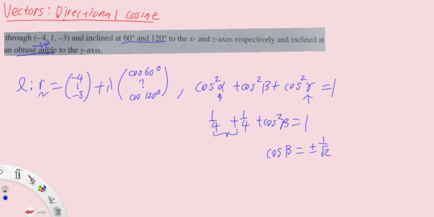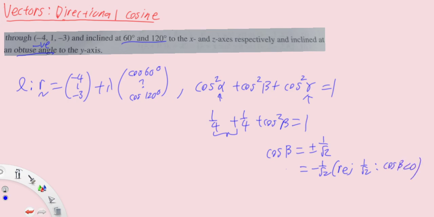This gives you half. Bring over, 1 minus half is half. Rather, cosine square beta equals half, then cosine beta is plus minus 1 over root 2. So because it is an obtuse angle to the y-axis, cosine beta must be negative. So this equals minus 1 over root 2. And as always, give a reason for a rejection. So reject 1 over root 2, cosine beta is less than 0.